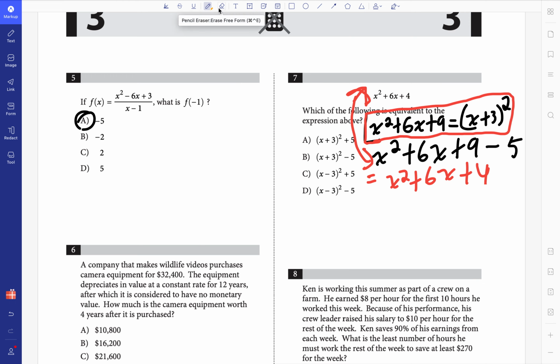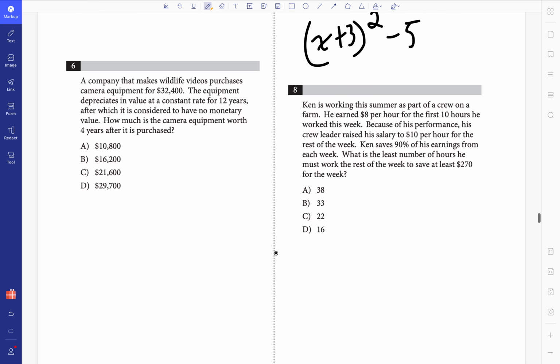Okay, and what else do we know? We know that x squared plus 6x plus 9 is the same as x plus 3 squared. So x plus 3 squared minus 5, and I may have jumped a step, but think about it. This x squared plus 6x plus 9 is the same thing as x plus 3 squared, and then we still have that minus 5. So our answer here is just going to be x plus 3 squared minus 5. So it's B.